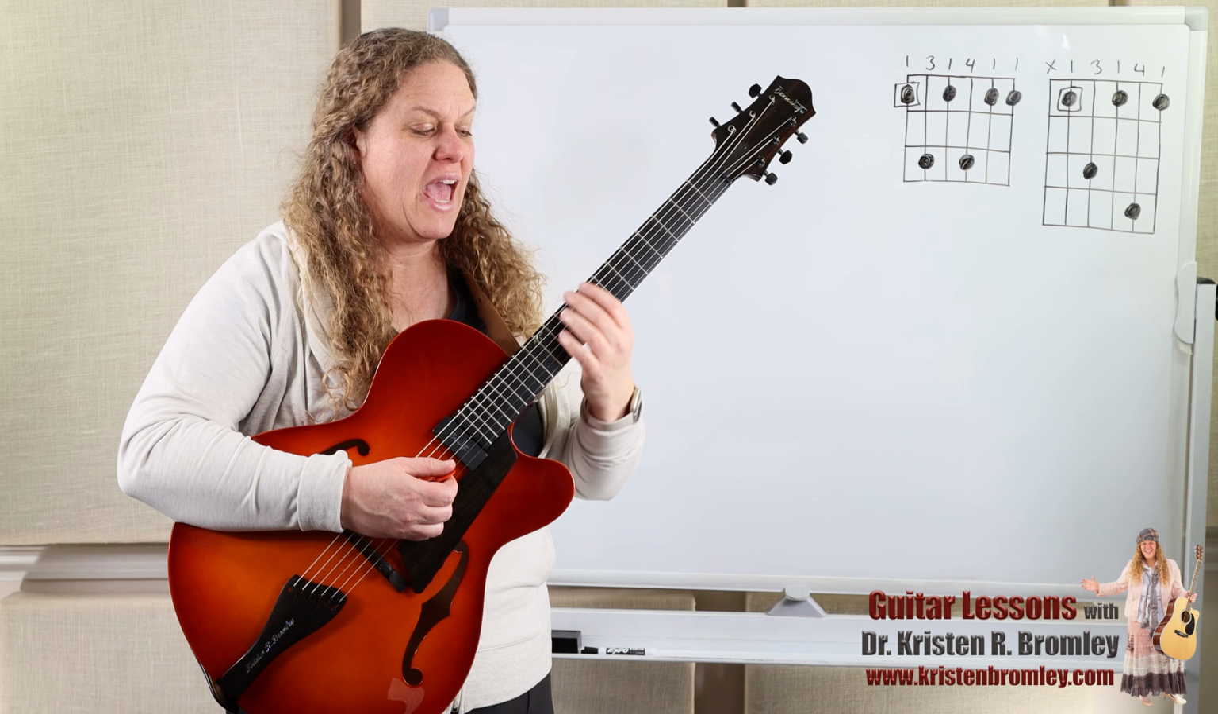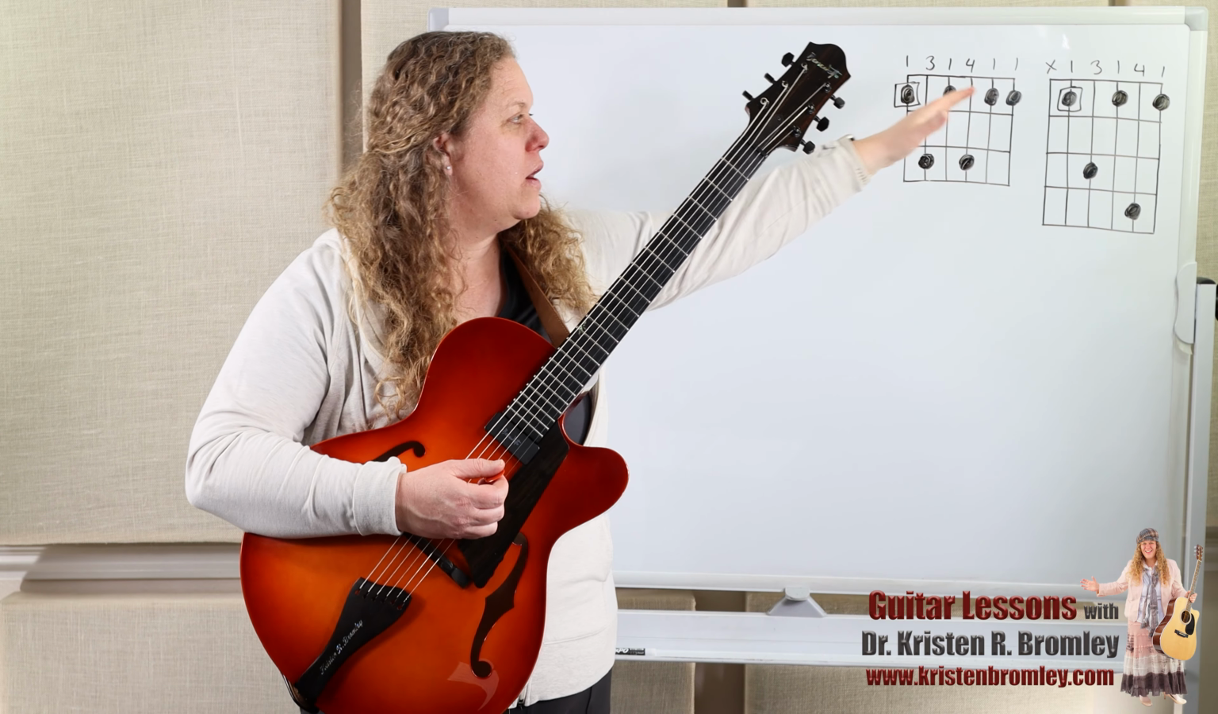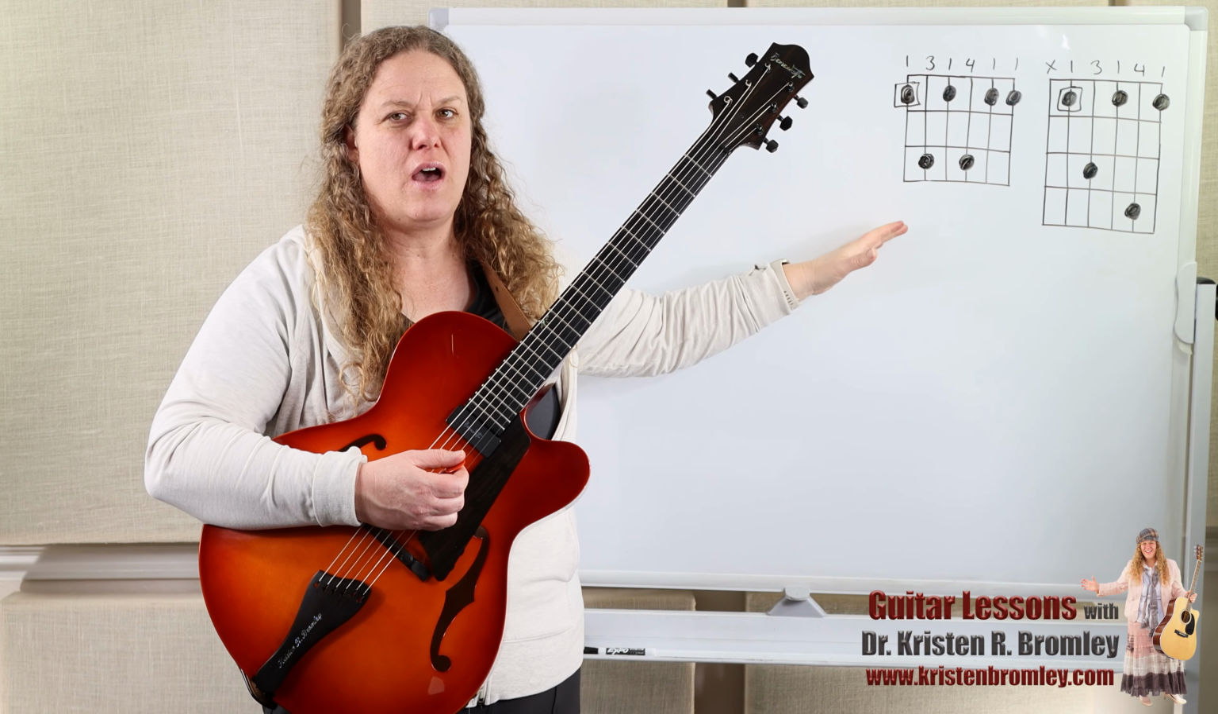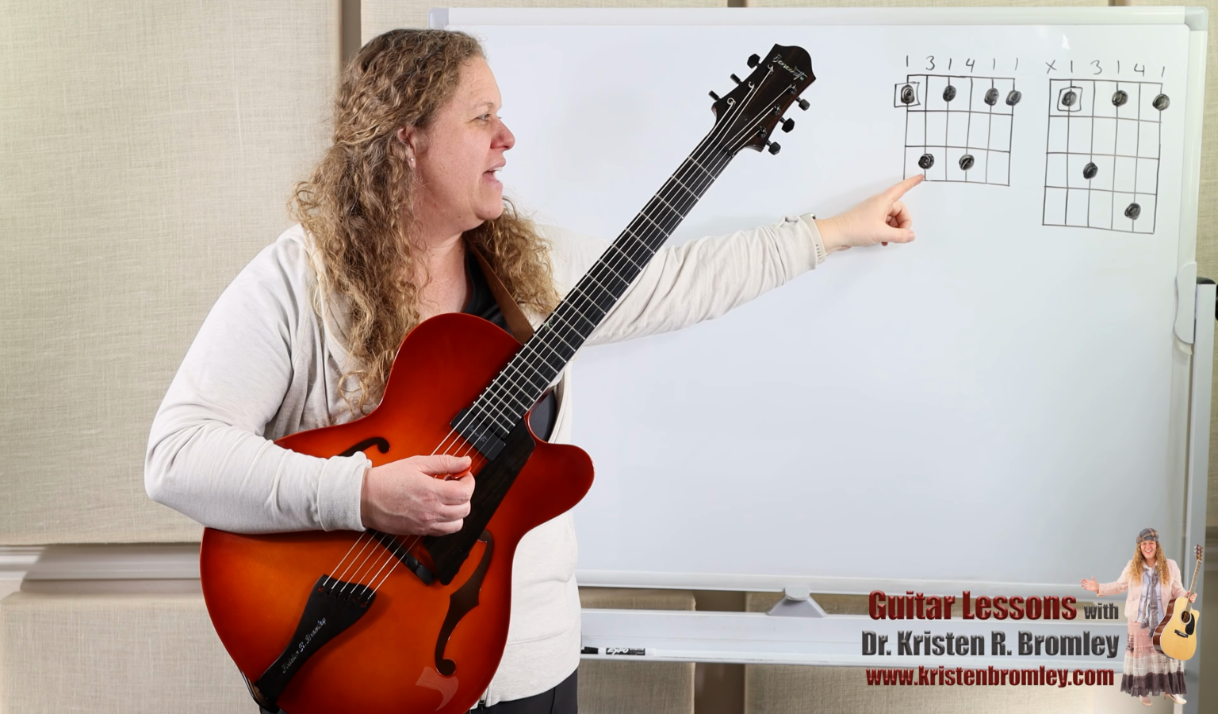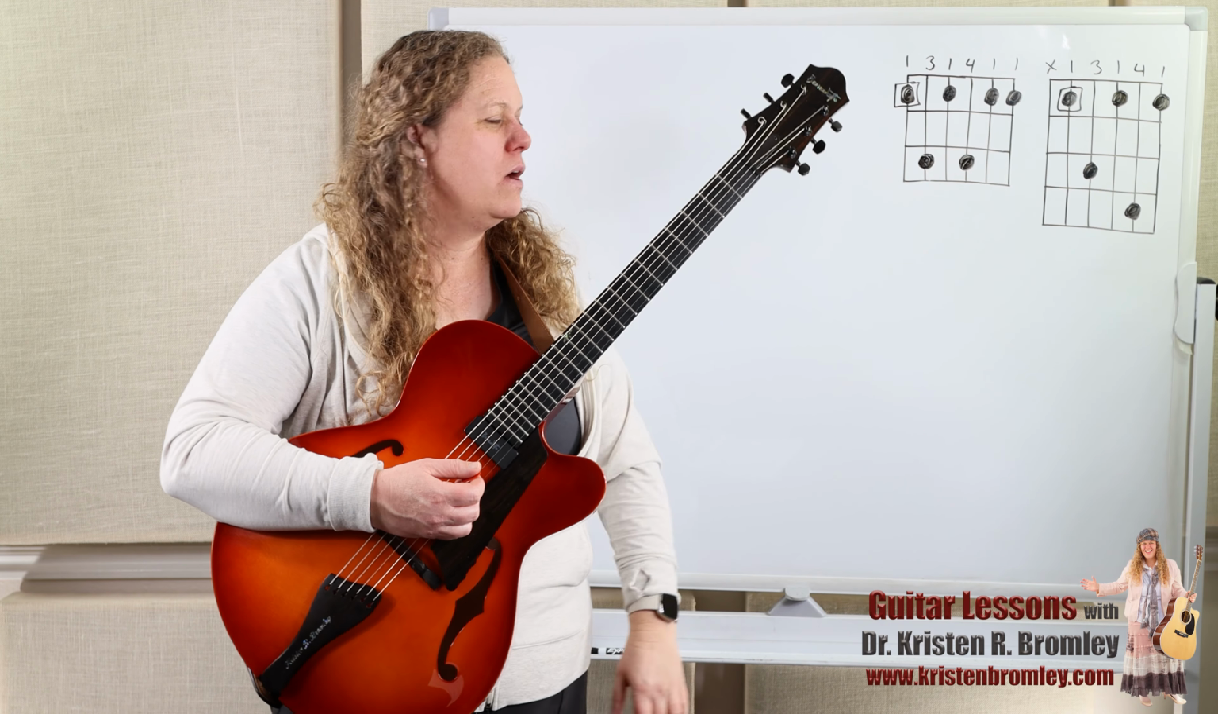So, barring at the 7th fret, we're going to bar all across these strings here, and then 2 frets higher, we put that ring finger on the 5th string, and we put the pinky on the 3rd string, and we get B7 sus4.